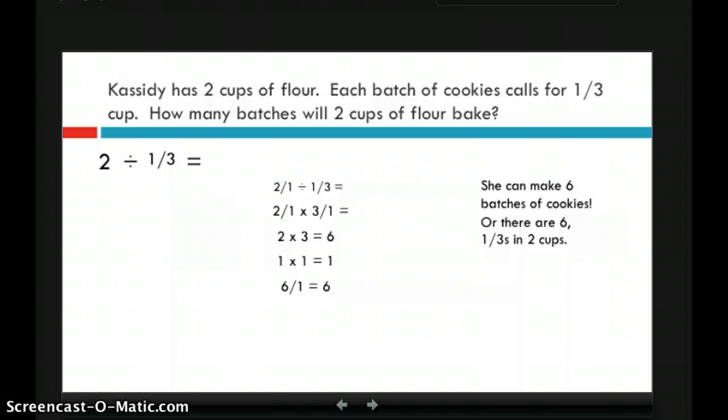Finally, we can check by solving numerically. We can divide 2 by 1/3. Invert and multiply the tops, and we get 6/1, which is equal to 6. Or, there are 6 1/3s in 2 cups.